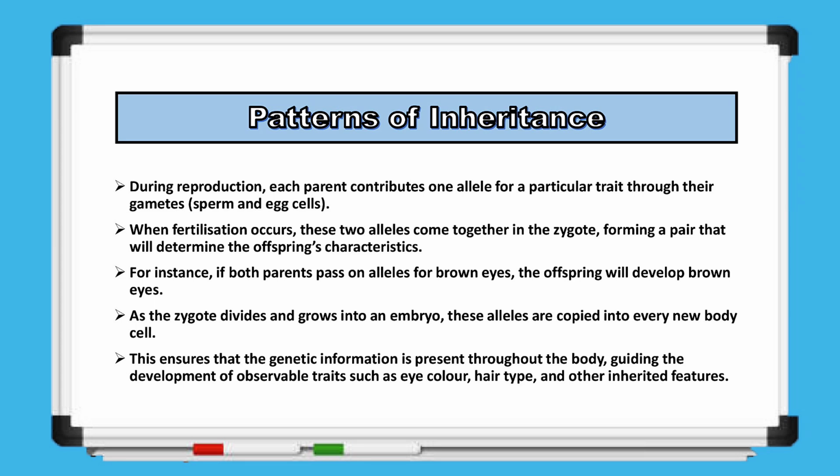As the zygote divides and develops into an embryo, these alleles are copied into every new cell that is formed. In this way, the same genetic information is present in all body cells, guiding the development of traits such as eye color, hair type, and other inherited characteristics.